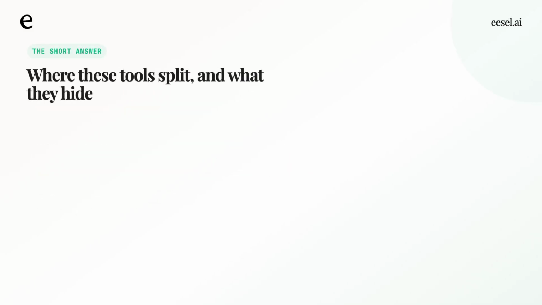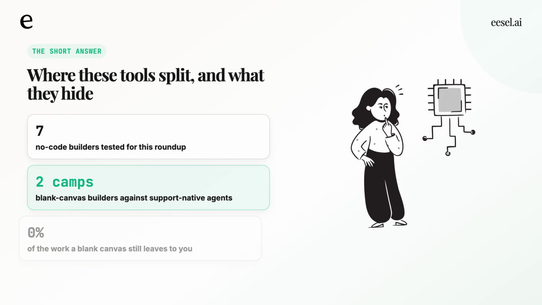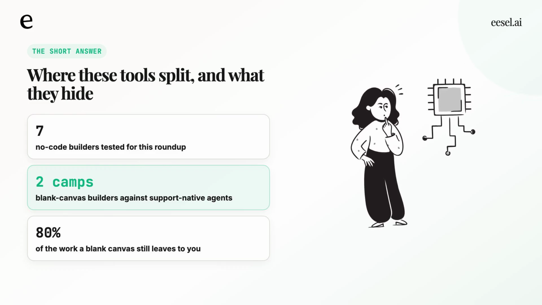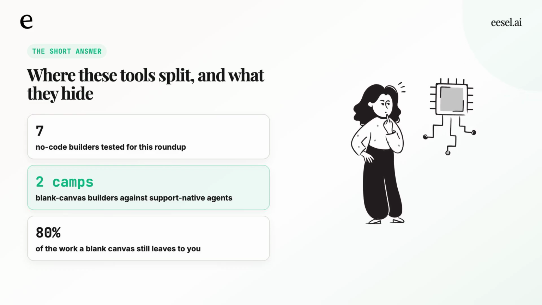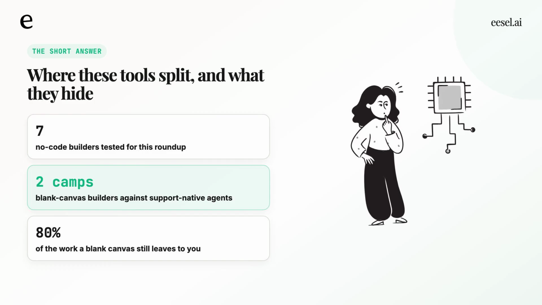7 tools were tested and they split into 2 camps that rarely get compared side by side. General purpose canvas builders, where you architect the agent yourself, and support native agents that arrive pre-wired to the help desk. Building the agent is the easy 20%. The other 80% is the work no product screenshot shows you.